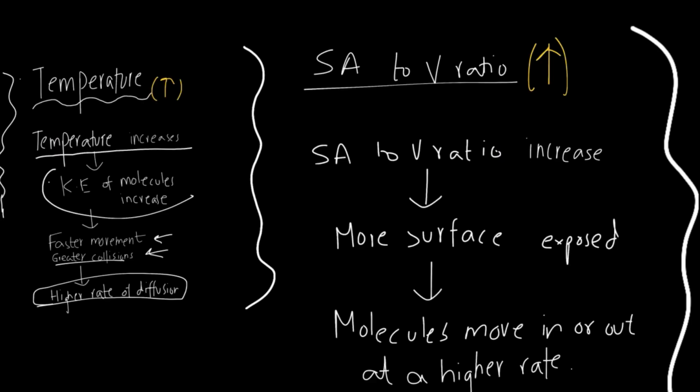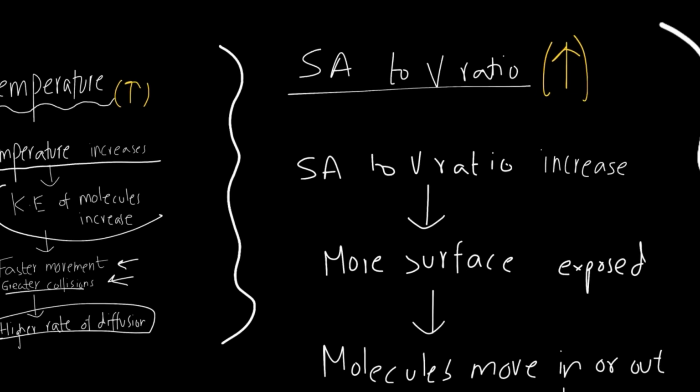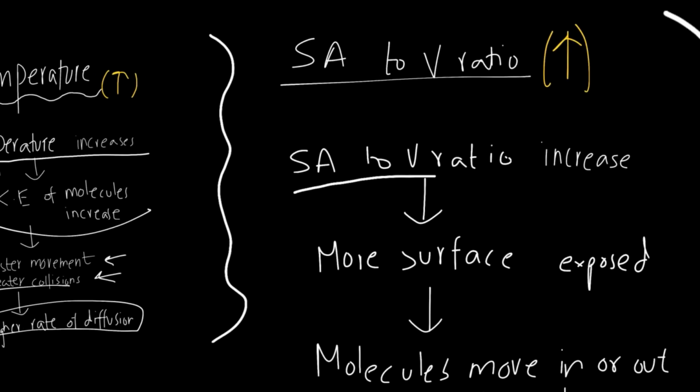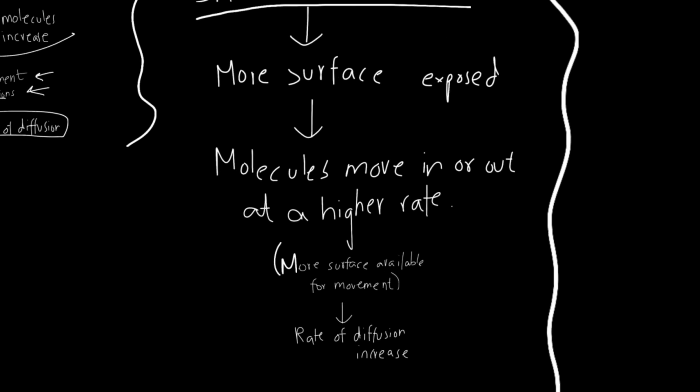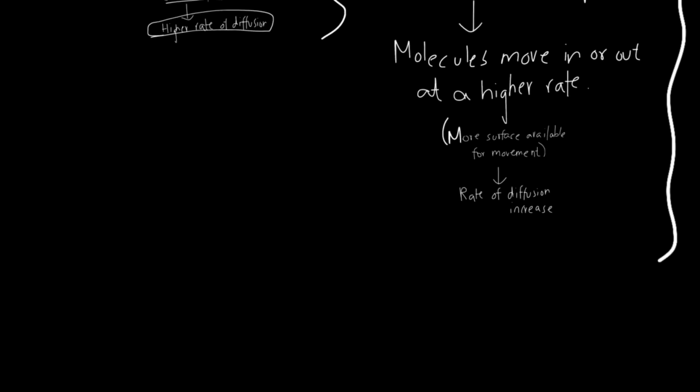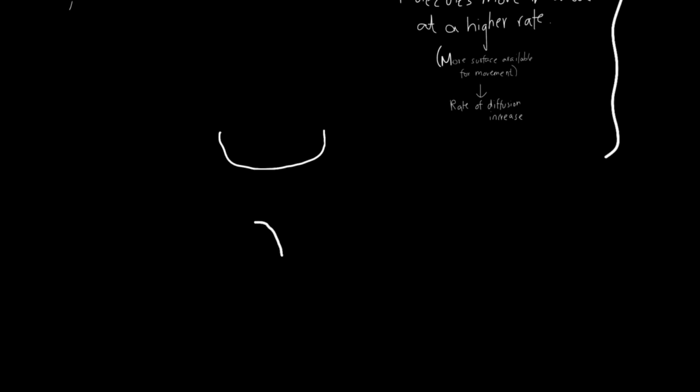So what surface area to volume ratio is, for example, if the surface area to volume ratio increases, as you see, more surface is exposed to the environment. For example, compare a larger bowl to a bowl with a shorter mouth, like this, right? It is less exposed to the environment than this right here.